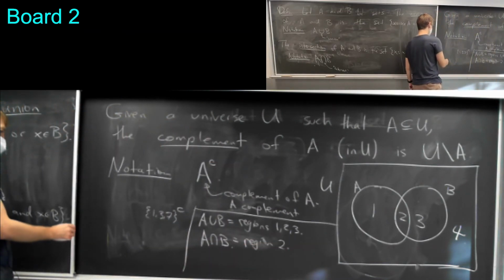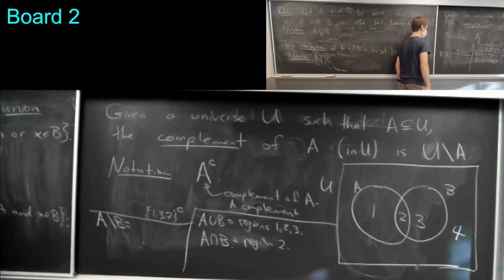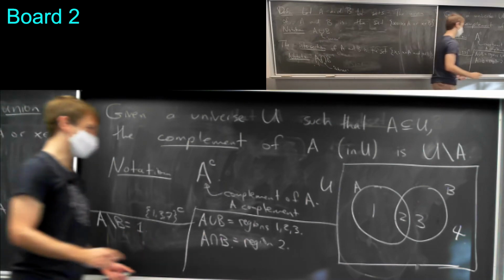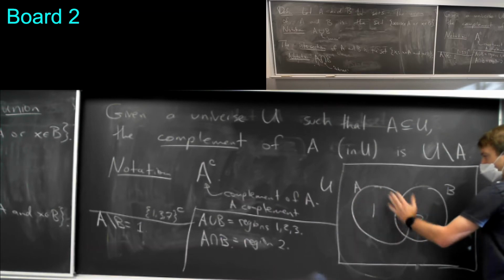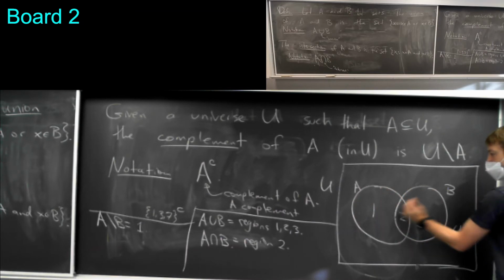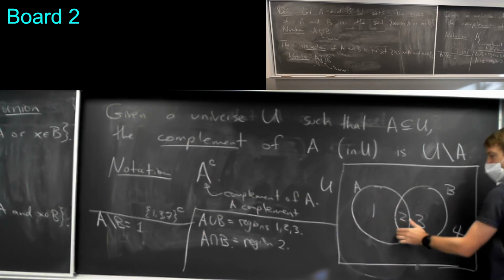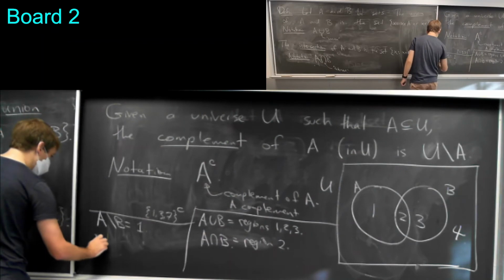What about the set difference of A and B? 1. Yep. Because you should think of it as taking all of A and then cutting out the stuff that's also in B. So when you cut out the stuff in 2, it's just the stuff in 1.